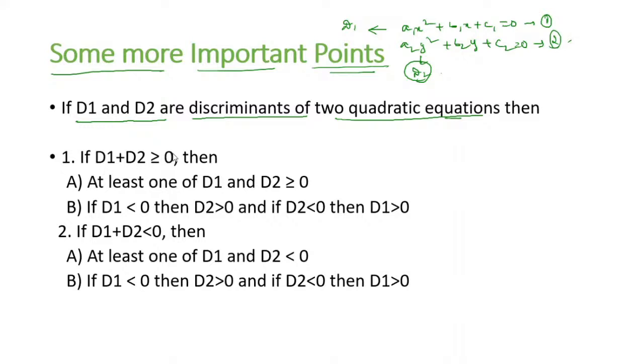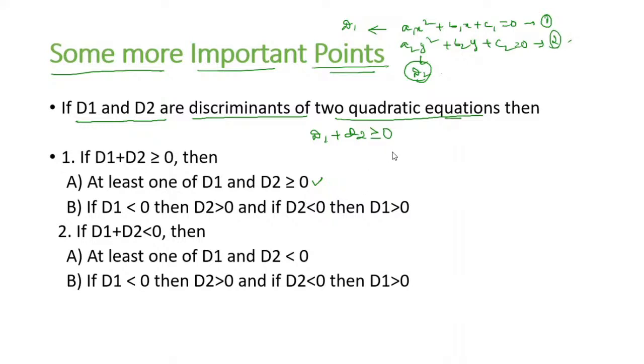Then if d1 plus d2 is greater than or equal to 0, the first one, at least one of d1 and d2 must be greater than or equal to 0.